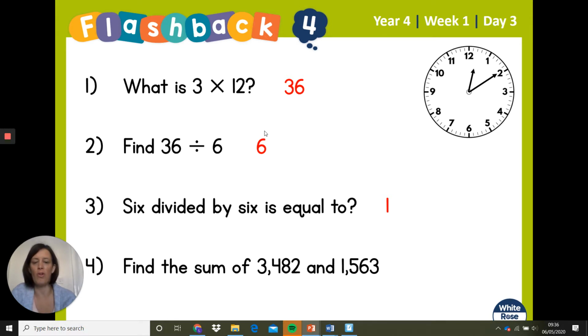Find the sum of 3,482 and 1,563. So remember, sum means add. So if you add those two numbers together, you should have got 5,045. Now, if you had a look at the time on the clock, you can see there that the hour hand has gone past the 12, and we're still on the past side of the clock, and it's counting round 10 minutes past 12. So 10 past 12, or if you did digital, 12:10. Well done with those. Right, let's get started on perimeter.